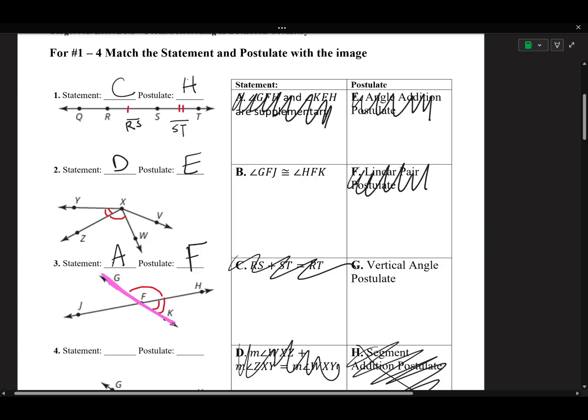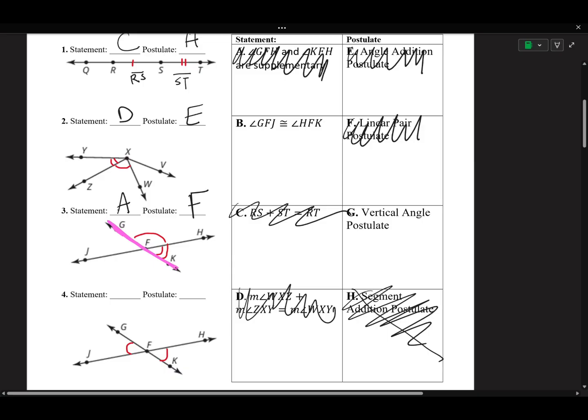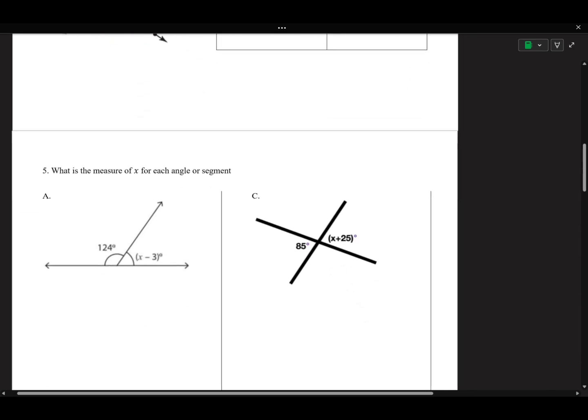On that note, we can fill in the last two things. Our statement: GFJ is congruent to HFK. Those two angles have one arch each, showing that they have the same measurement. And that's our vertical angle theorem. Oh, postulate. Fantastic. Onwards we go.